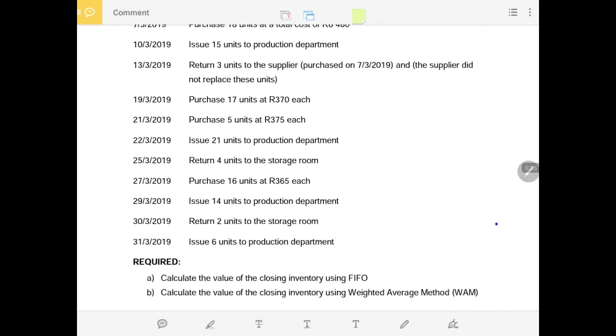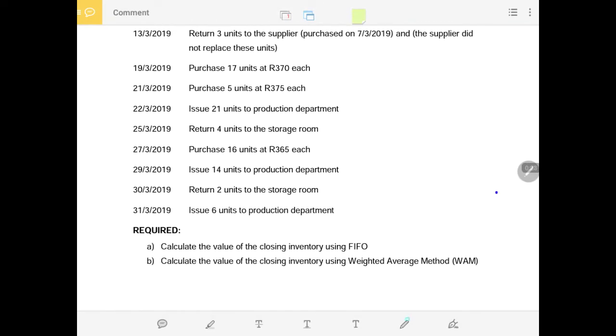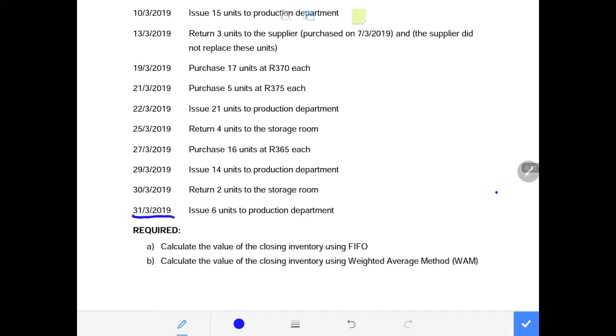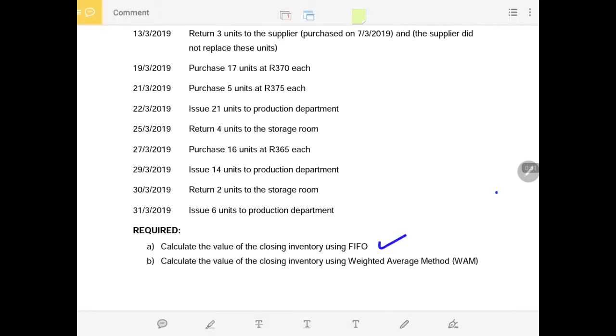These different transactions took place up until the end of the last day of the month of March, and we are then required to calculate the value of the closing inventory using the first in first out method. Then after, also calculate the value of the closing inventory using the weighted average method. I will not record this one today. I will only focus on the first part of the question because these are two different methods of calculating inventory in the inventory stock card.